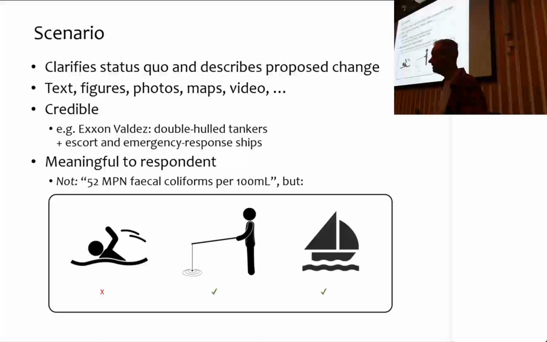And this may be the current situation. The water is fine for fishing and sailing, but not for swimming. And then in a future improved situation, the water will be fine for swimming as well, right? We are far away from that. That is the sort of information that people understand, right? And therefore can meaningfully respond to.